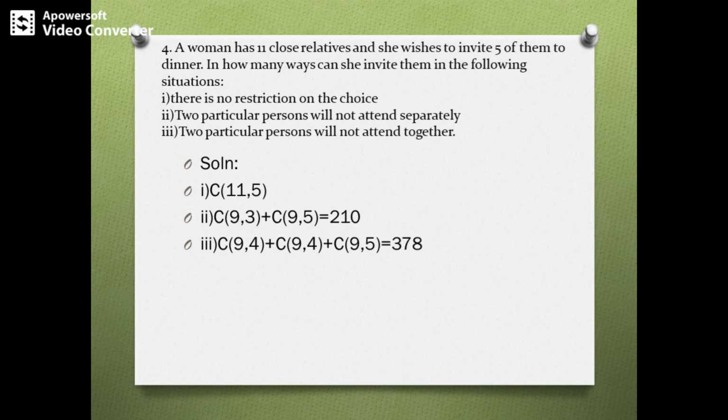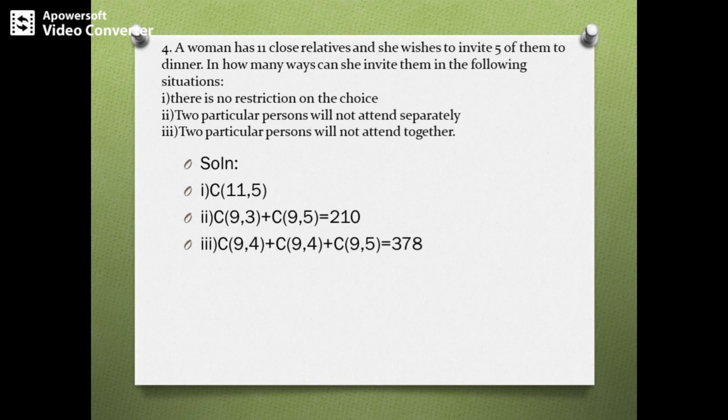So coming to the last, the third option, wherein we have got the last component, that is C of 9 comma 5. C of 9 comma 5 refers to the people wherein the invitation is not given. So what does the question actually say? Two particular persons will not attend together. That means if they are given the invitation, they are supposed to attend separately, and this can be done in C of 9 comma 4 ways.